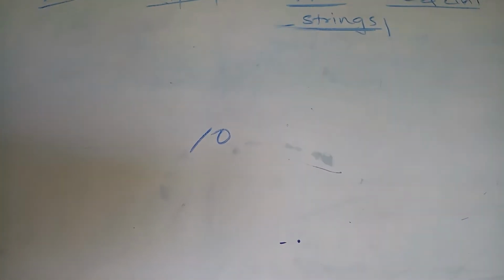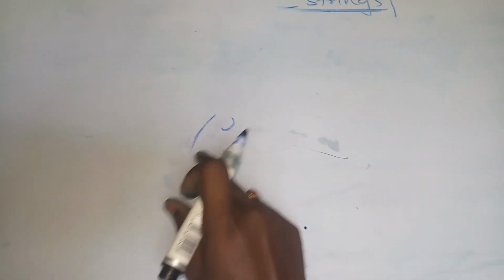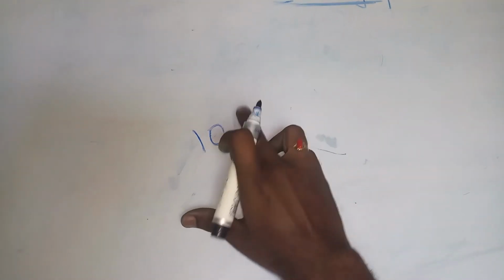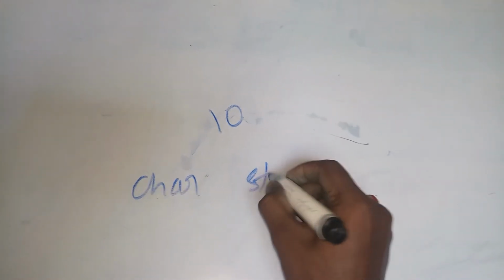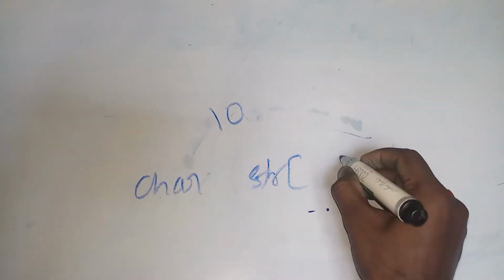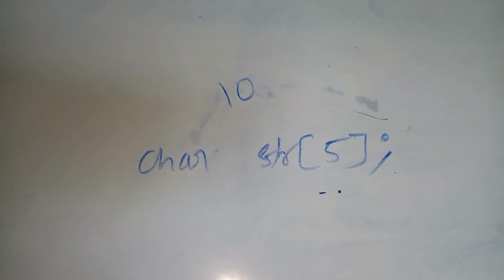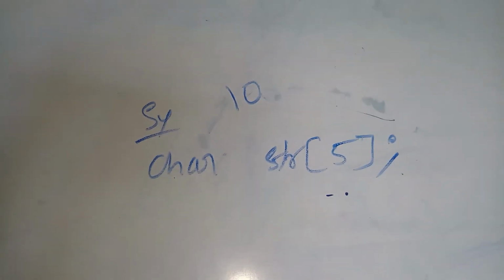Backslash 0 means the ASCII value null, that is 0. Now the syntax is char, then the string name, which is user defined, and within the subscript operator, we can give some size. This is the simple syntax for representing a string.